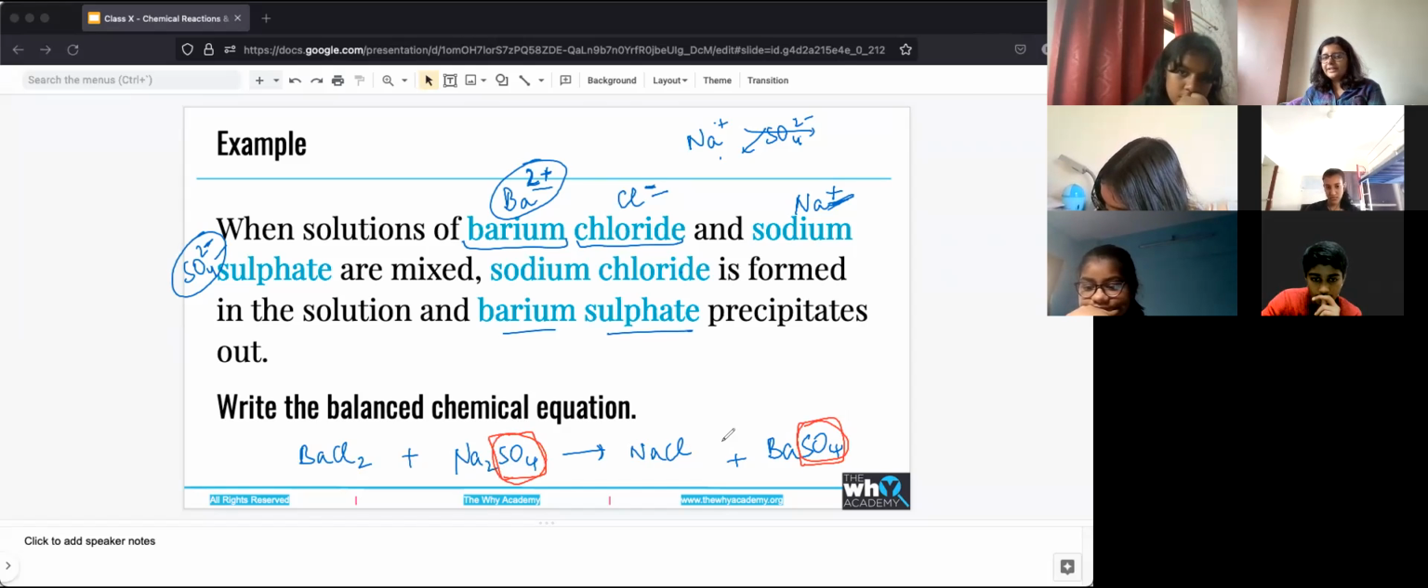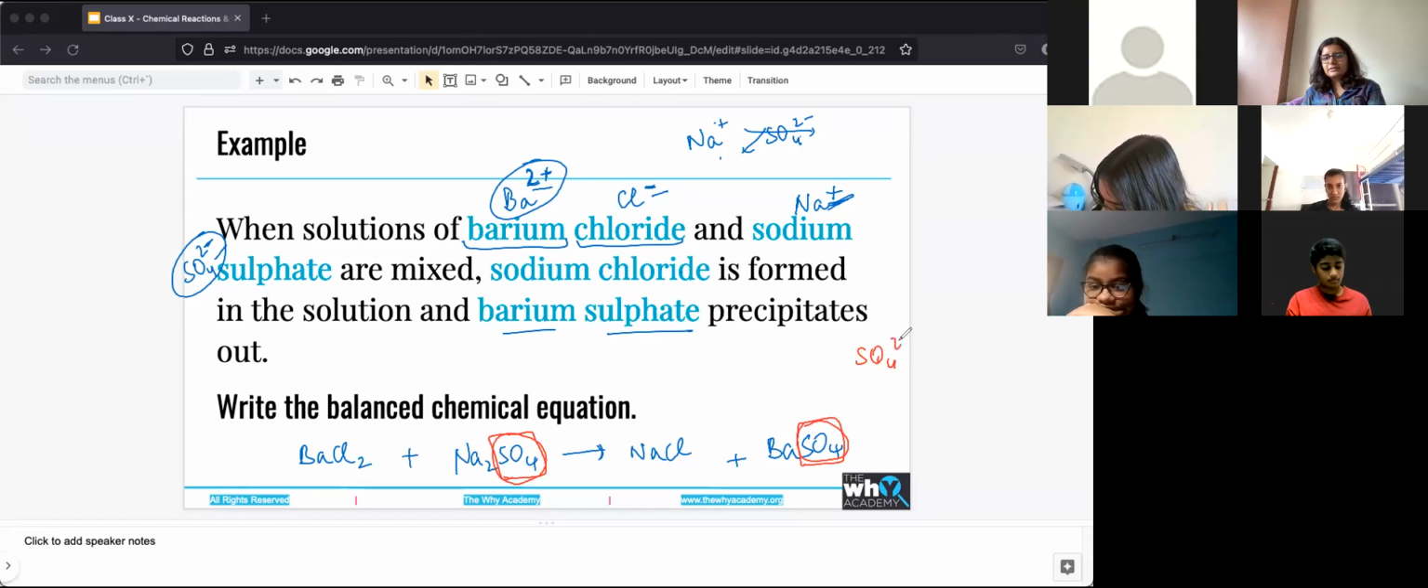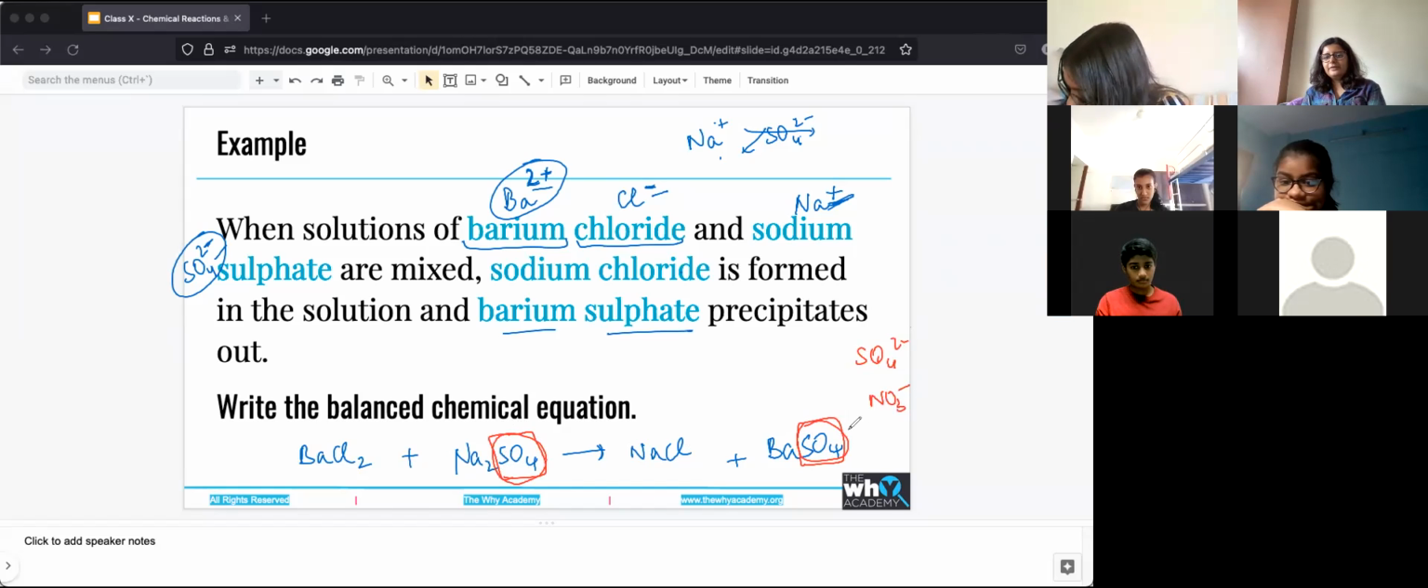But that is only if you have sulfate on LHS and RHS. Atoms like sulfate, nitrate, when you have a group of atoms that are not going to break down, if they are on LHS and also on RHS, treat it as a single unit. It makes the balancing easier.